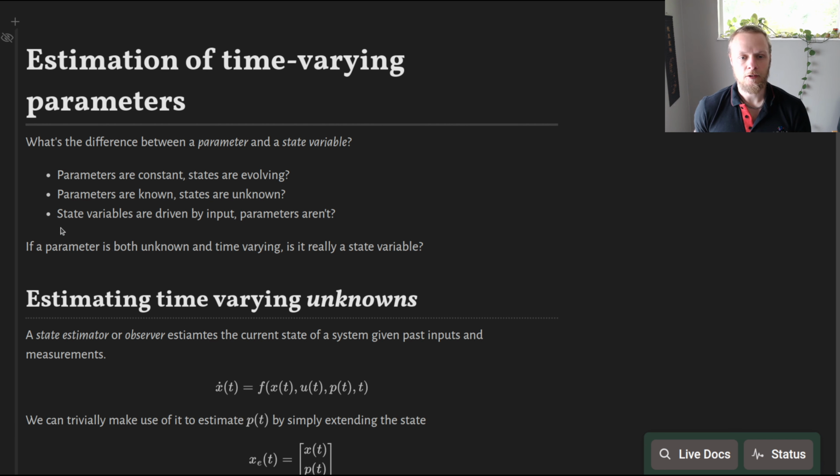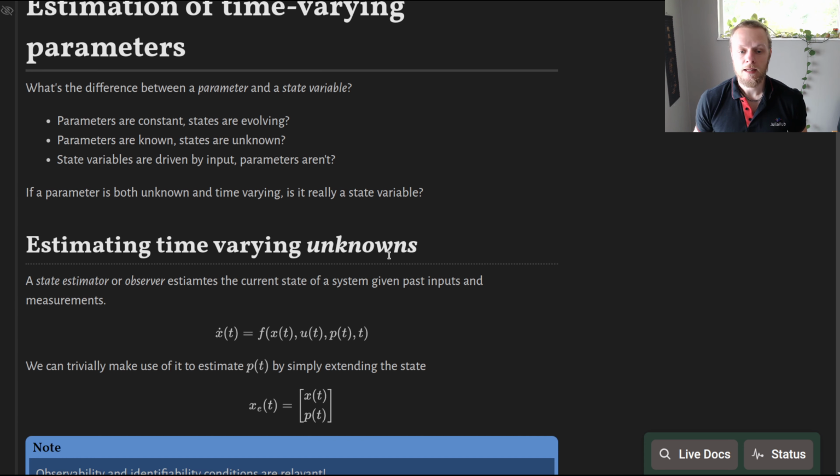A third answer to the question might be that state variables are driven by input, whereas parameters aren't. For control systems where we have a clear control input, maybe that definition would make sense, but there are of course autonomous systems with no inputs, and they also have parameters and state variables, so that definition is not entirely satisfactory either. So I would like to say that if a parameter is both unknown and varying with time, then maybe we should really consider it part of the state, so consider it a state variable.